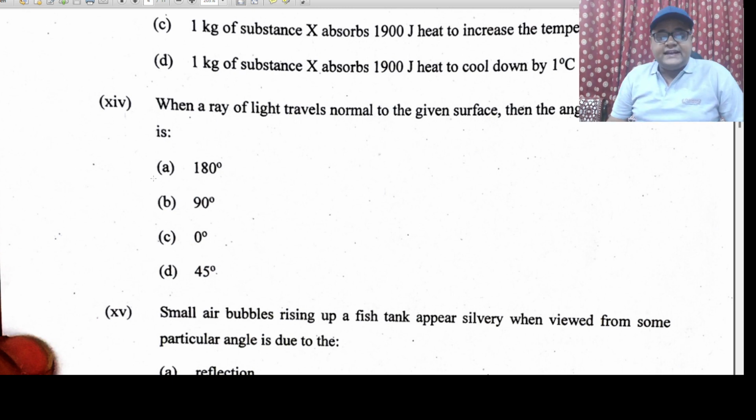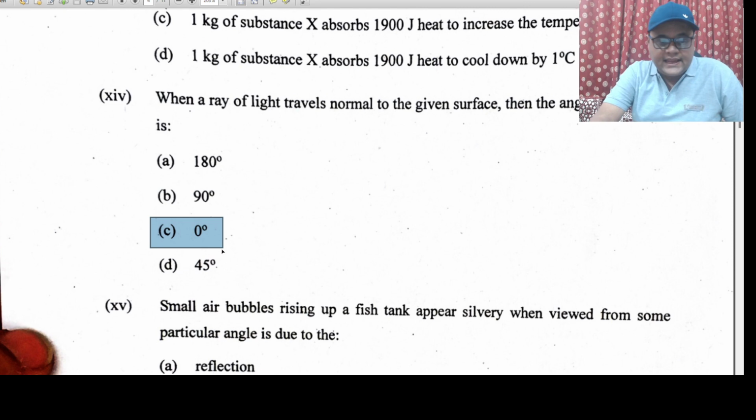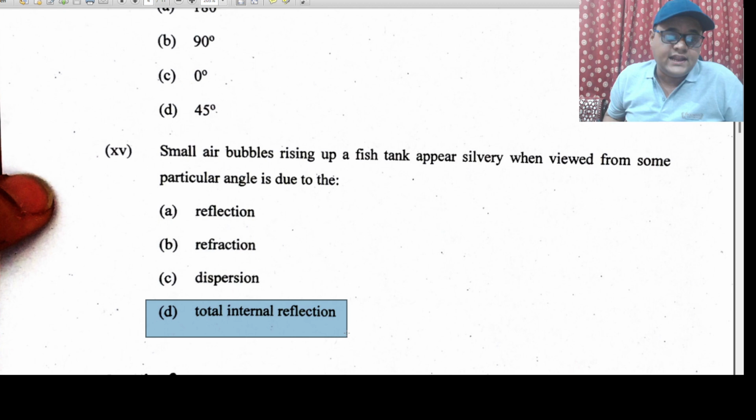14. When a ray of light travels normal to the given surface. See, if a ray of light is incident normal, then the angle of incidence is 0, right? So the angle of refraction has to be 0. Okay, don't get confused, it's not 90. Small air bubbles rising up in a fish tank appear silvery when viewed from some particular angle. It's a direct application of total internal reflection.